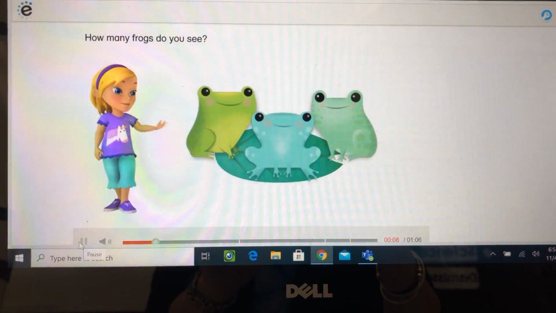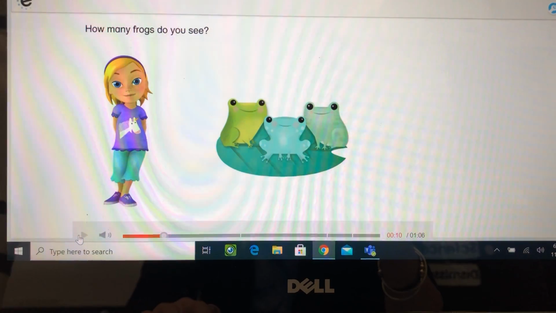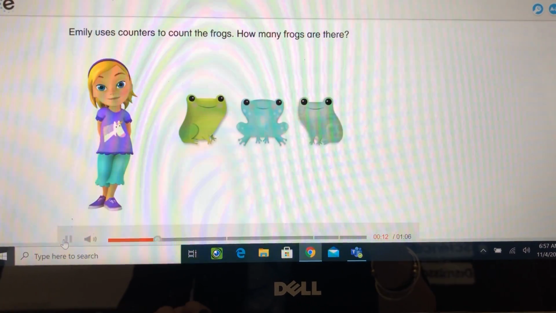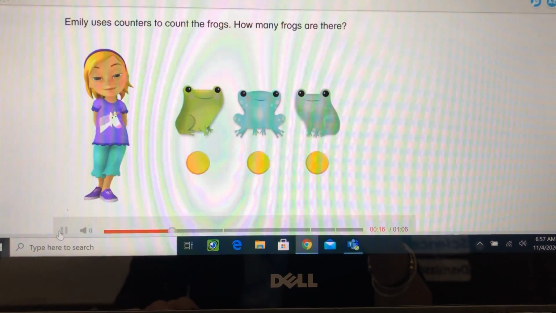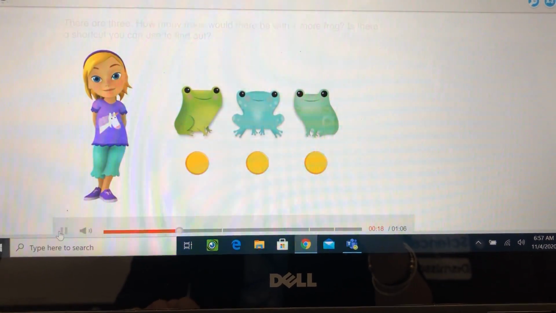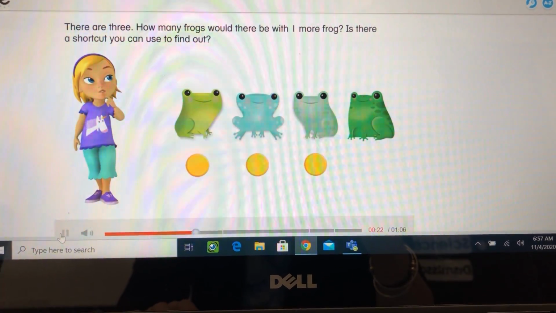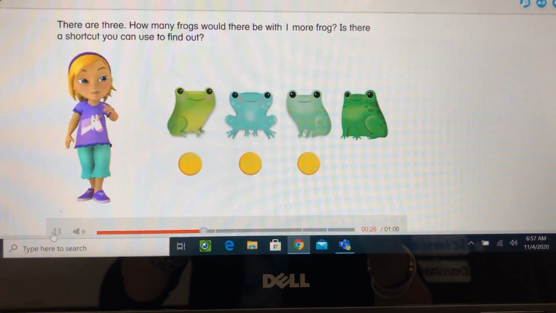How many frogs do you see? So boys and girls, count the frogs. Emily uses counters to count the frogs. How many frogs are there? There are 3. How many frogs would there be with one more frog? Is there a shortcut you can use to find out?